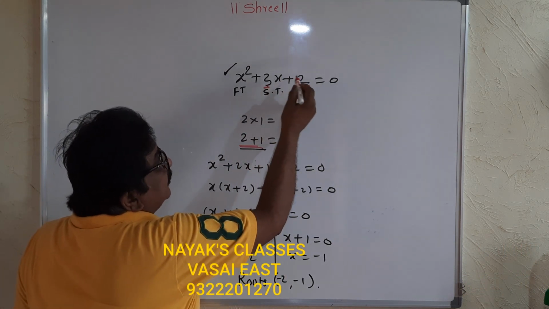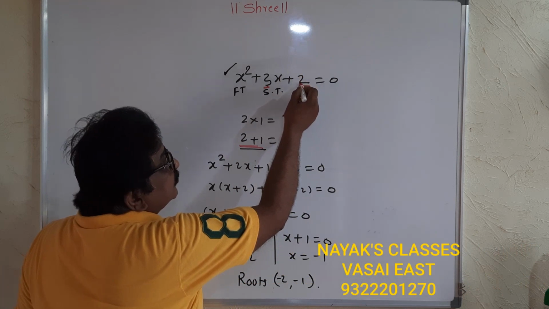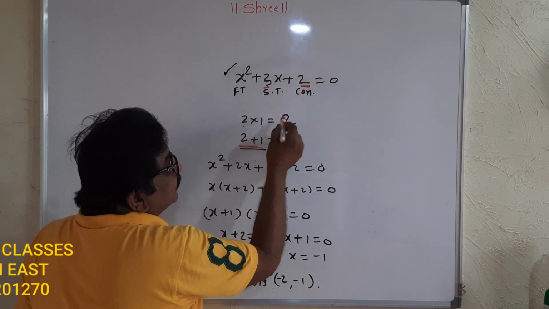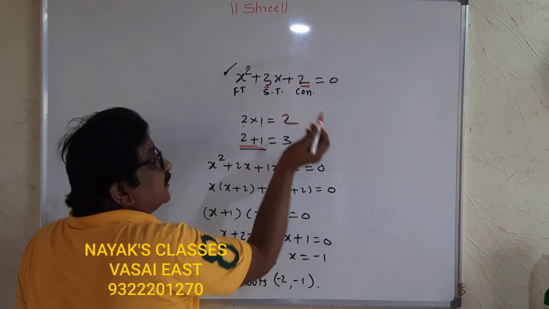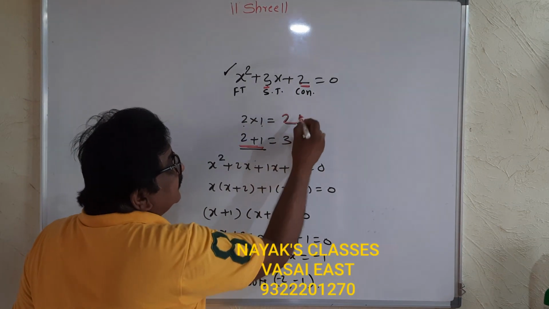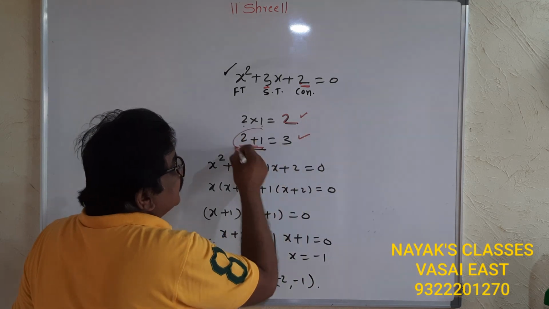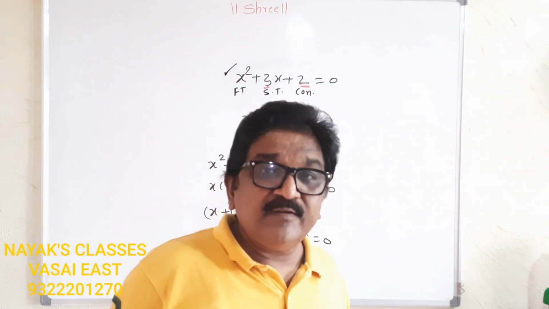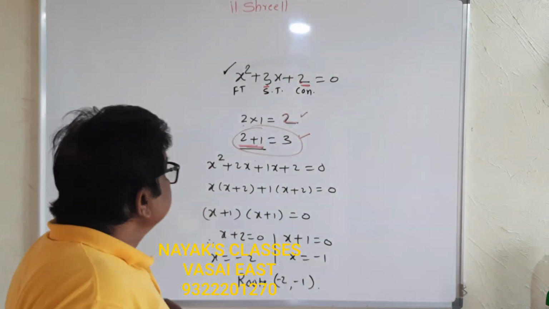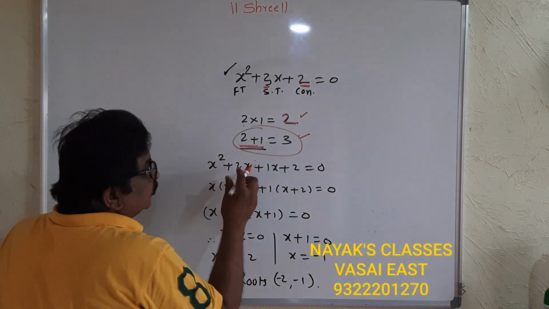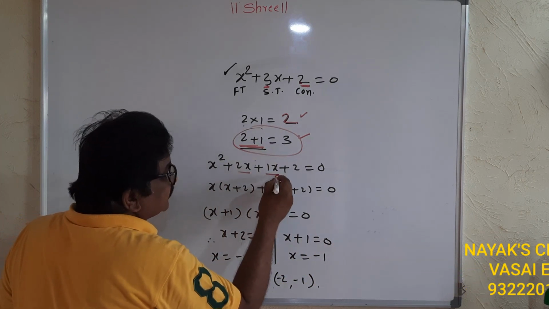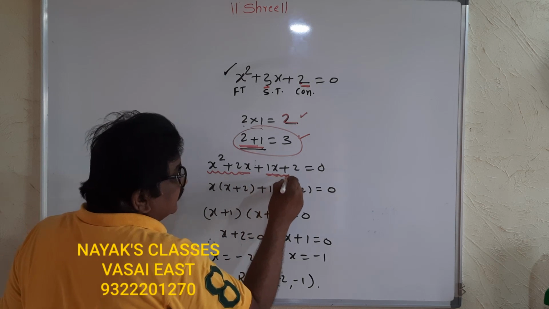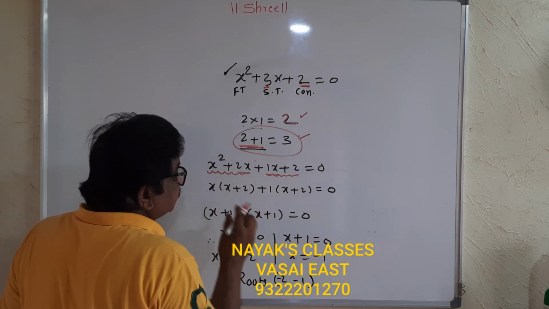So, the product is 2: 2 into 1 is 2. But 2 plus 1 is 3. These numbers are useful. These numbers are used in the equation as coefficients. So this 2x, and this 1x. So the equation has become two parts.